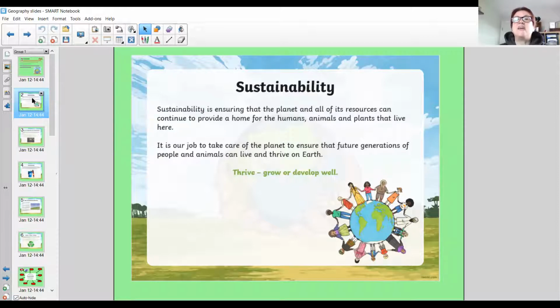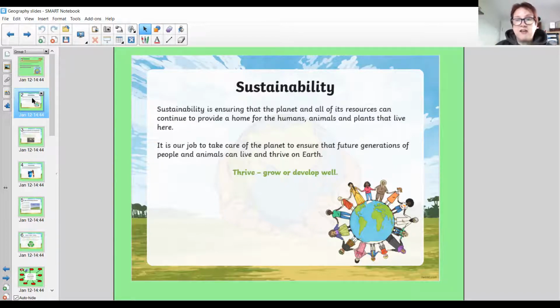We thought about sustainability. And sustainability is ensuring that the planet and all of its resources can continue to provide a home for us as humans, the animals and the plants that live here. So it's our job to take care of the planet and to ensure that future generations of people and animals can live and thrive on Earth.